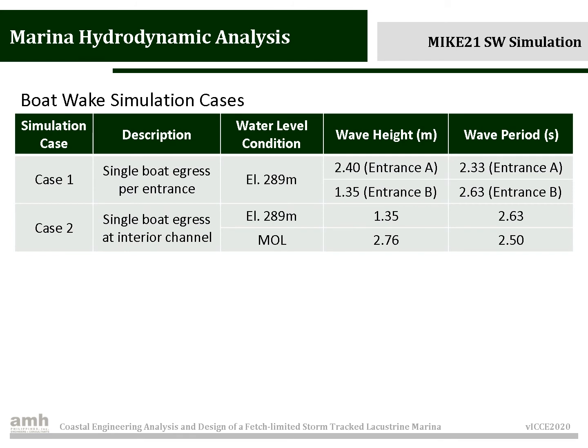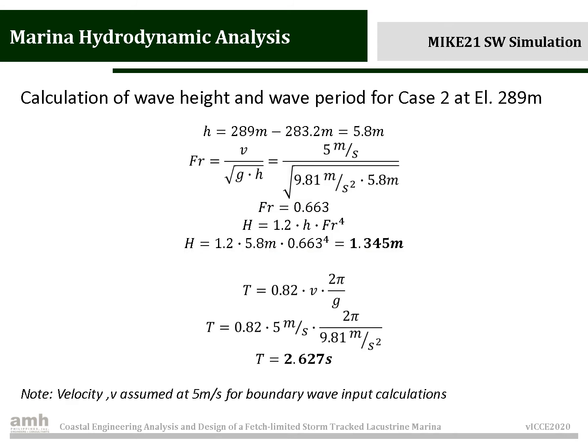Two cases were considered for the boat wake simulation. Case 1 involved simultaneous egress of boats at each entrance at elevation 289 meters for the high water scenario. And case 2 considered a sudden boat egress at an interior channel for both high and low water conditions. The wave heights and periods of the boat wakes are computed in each scenario and inputted as a wave boundary condition in the model. This is a sample calculation for case 2 at elevation 289 meters.